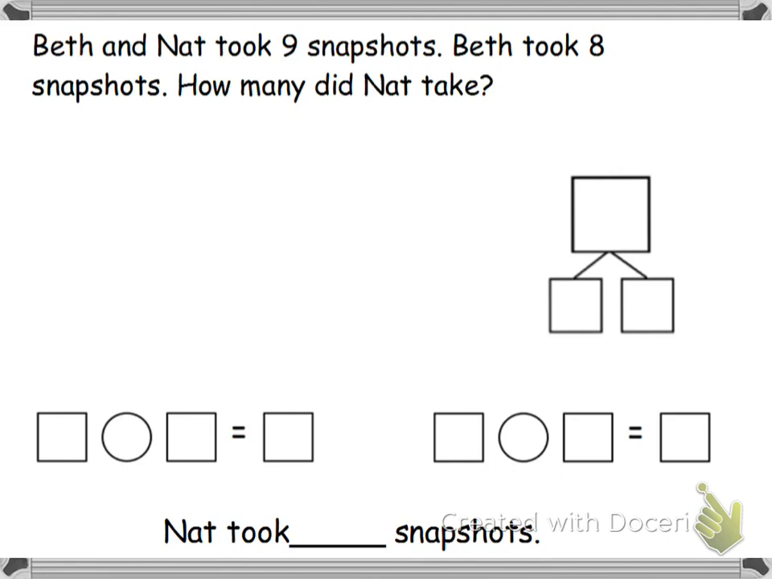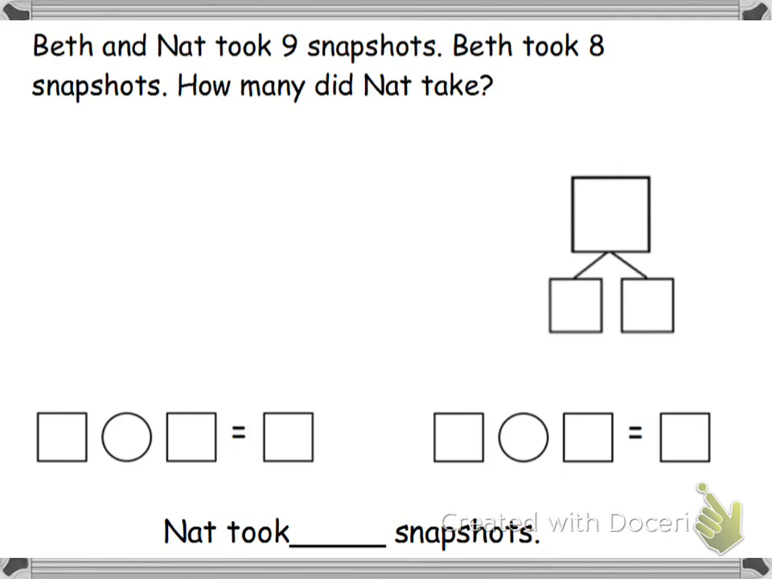It says, Beth and Nat took 9 snapshots. And we know snapshot is like a picture. Beth took 8 snapshots. How many did Nat take? I'll read it again. Beth and Nat took 9 snapshots. Beth took 8 snapshots. How many did Nat take?